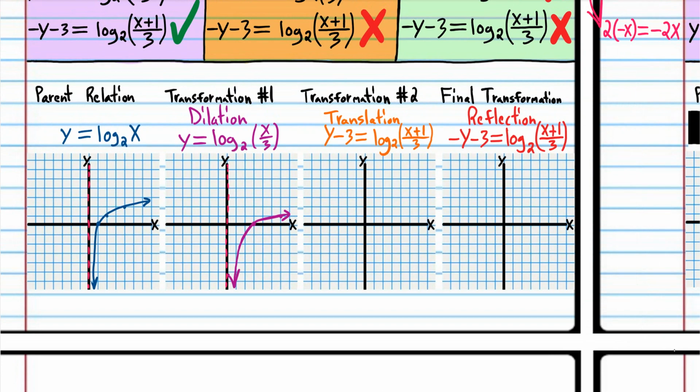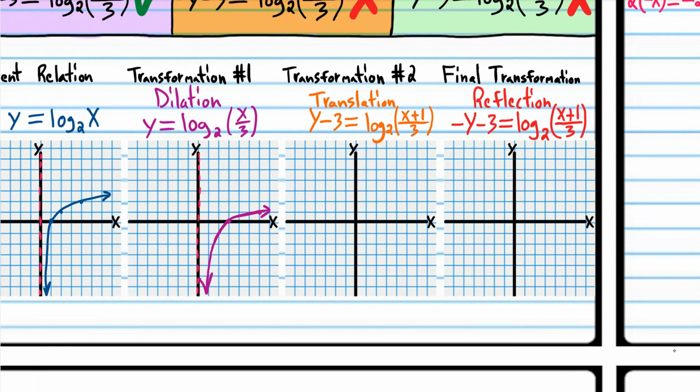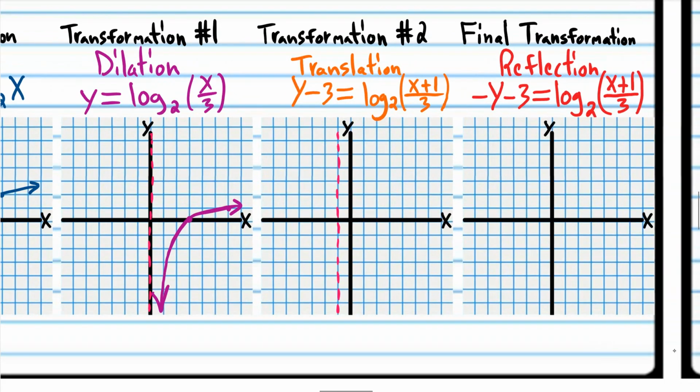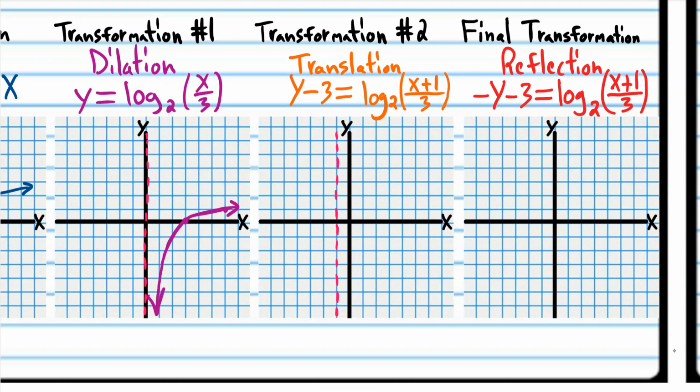All right, now we're going to translate. We're going to move 3 units up and 1 unit to the left. So because we're moving 1 unit to the left, the asymptote is going to change positions. And we're just going to move each point 1 unit to the left and 3 units up. So this point went to there. And to get to the next point, we go up 1 and 1, 2, 3. So over here we're going to go up 1 and 1, 2, 3. And there you go.